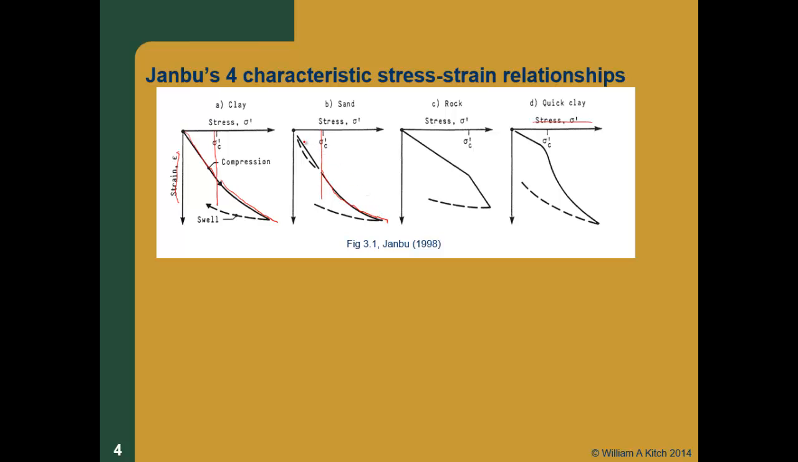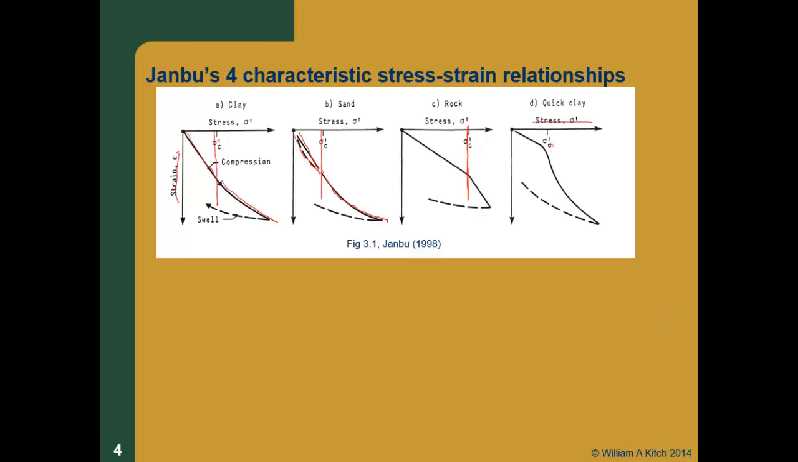Before the pre-consolidation stress, it depended whether it was, he called them aged sands, or you could call them over-consolidated sands. If they were overconsolidated, they were fairly linear, and if they were fairly young sands, they were strain hardening even in that area. And if you look at rock, it's linear both below the pre-consolidation stress and above the pre-consolidation stress.